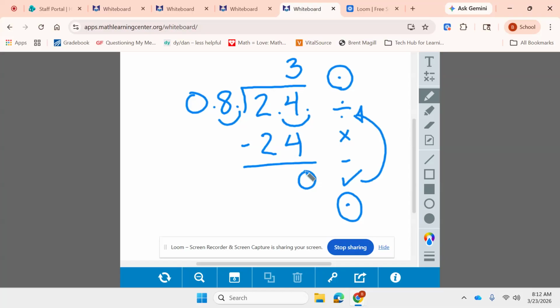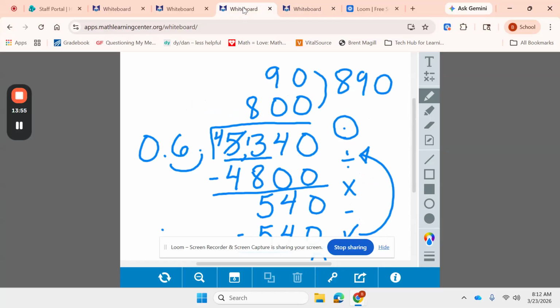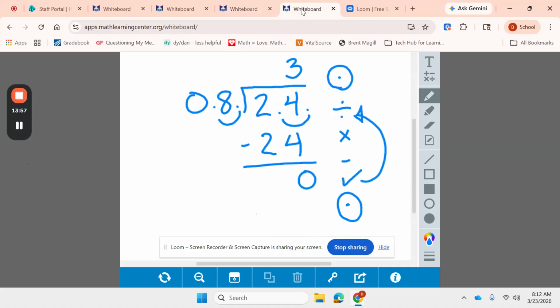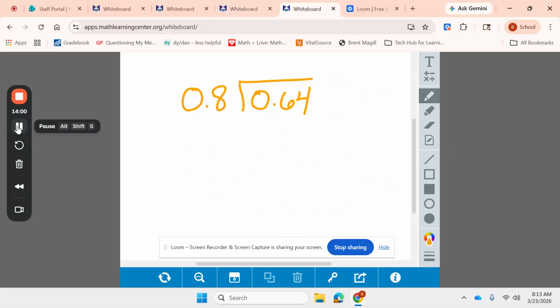So let's try another one here. Okay. Let's try another one. Okay. So now I have 64 hundredths. Okay. And I'm dividing it by 8 tenths. What do you do first? What's your first step, if you remember?